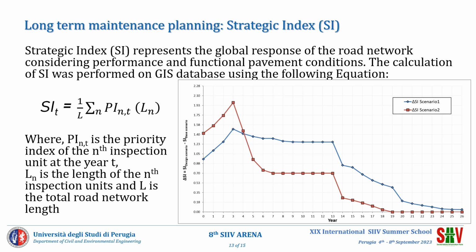The comparison between alternative maintenance strategies was performed using a strategic index, SI. The strategic index allows estimating the overall pavement condition level of the road network over time, considering the predictive condition models to calculate expected PCI and PI values for each inspection unit and repair, according to the following equation. Note that a low value of the strategic index means a good global condition, because the priority index values are lower for good condition. In this slide, an example of strategic index results is shown for two alternative maintenance strategies, considering the same budget and range of time.